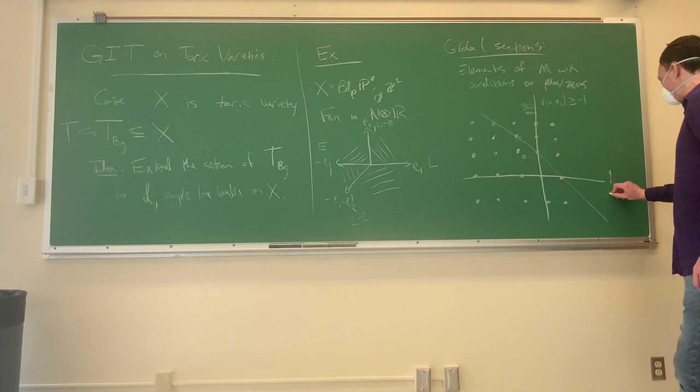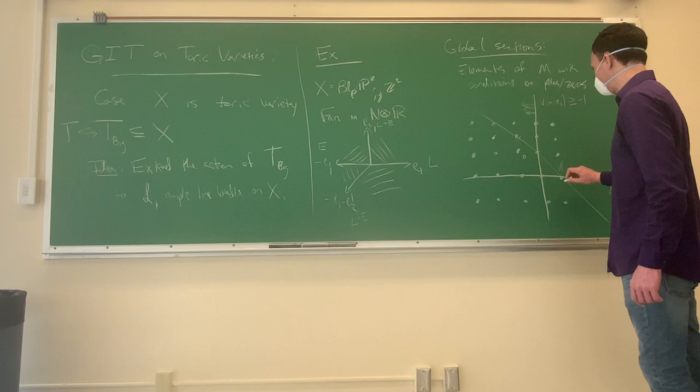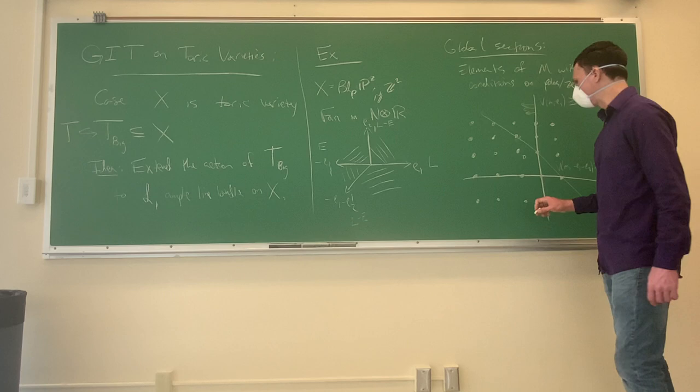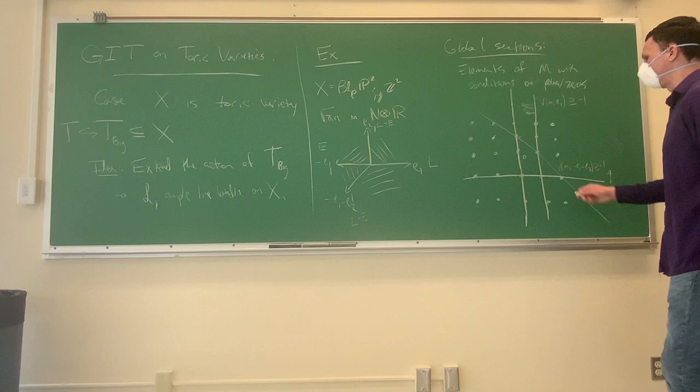This one is for V of M, E2 greater than negative one. This is for V of M, minus E1 minus E2, greater than or equal to negative one. And then finally, when you pair with E1, you should be greater than or equal to zero. And that gets you the y-axis, and then you're on the right side of it.